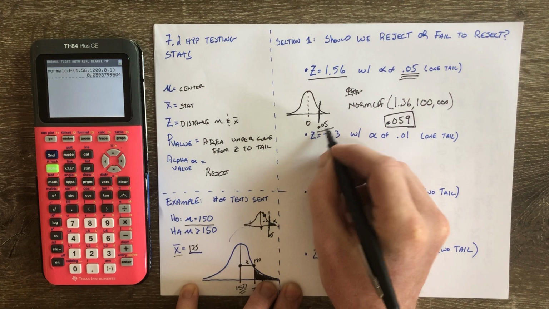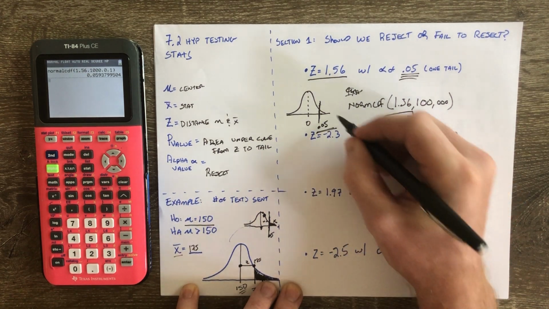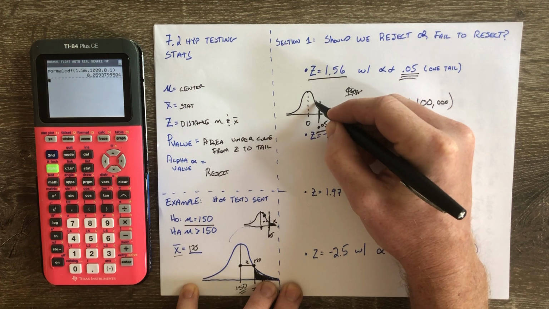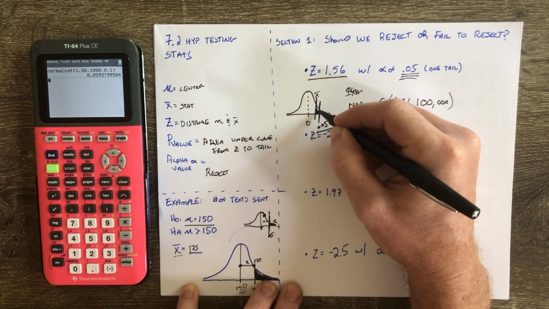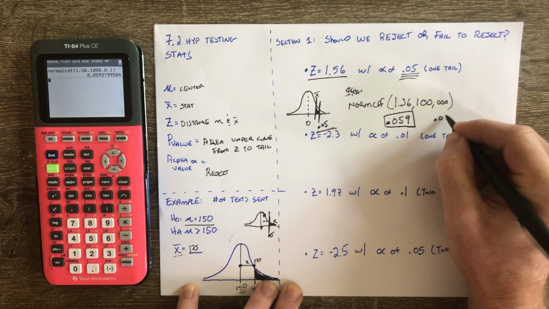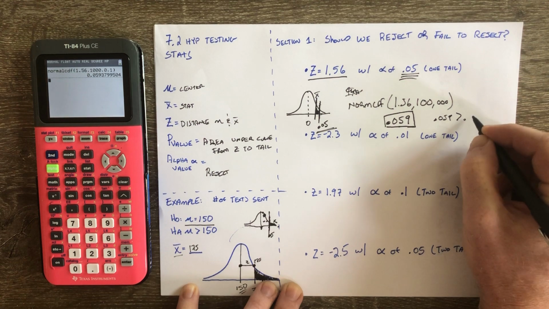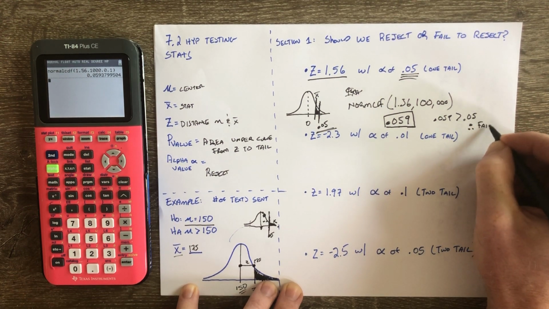So if you notice, this right here is bigger than this right here. If your area under the curve is bigger, that means that it was right about here. That's where my x bar was, right? The area is bigger than the alpha value, so 0.059 is bigger than the alpha value, 0.05, therefore, fail to reject.